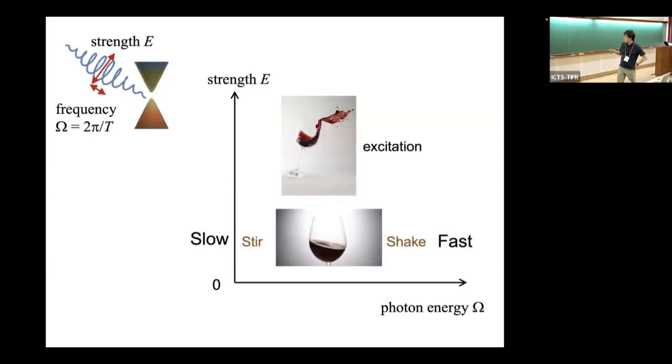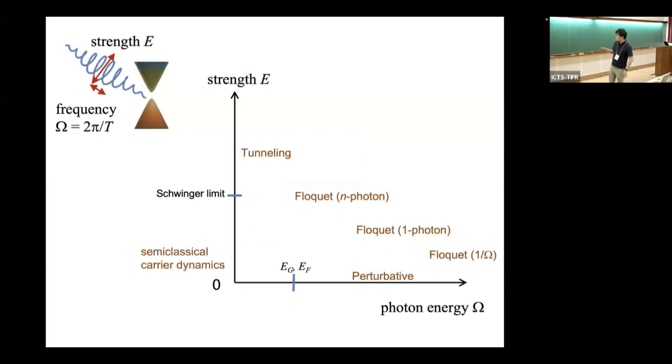Okay. So again, to this phase diagram. Let's go step by step. Actually, this is again this picture, this movie. If we have excitation, that's like spilling this water or wine, that's a quantum excitation in our system. And if you write these various processes, again, we have this Floquet process, 1 over omega high frequency, 1 photon and multiple photon picture, and then the tunneling limit, and low omega, we have semi-classical and perturbative.